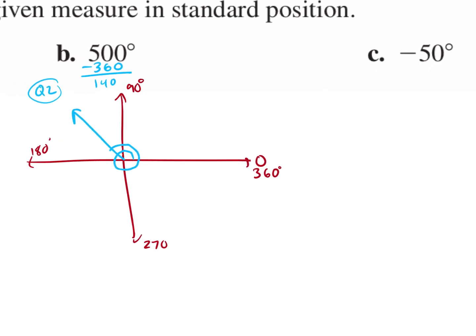Yeah, so if you go around more than once, it just kind of looks like a spiral. I would just say circle it around once and then see how much more you have to go.